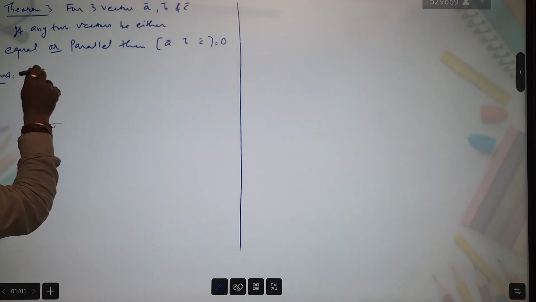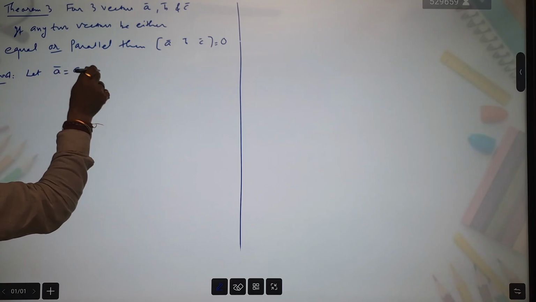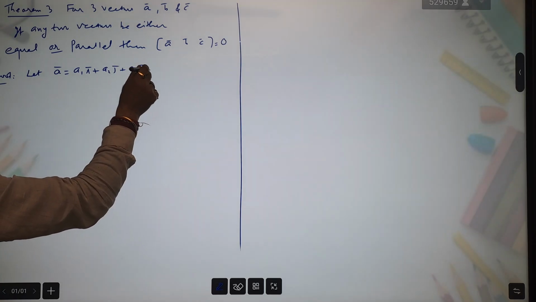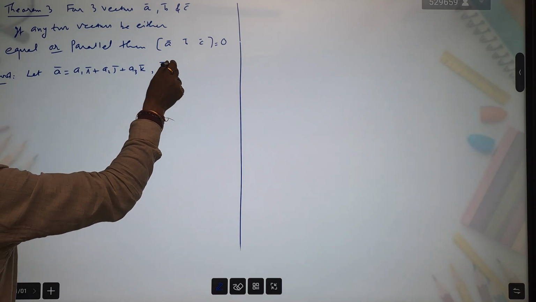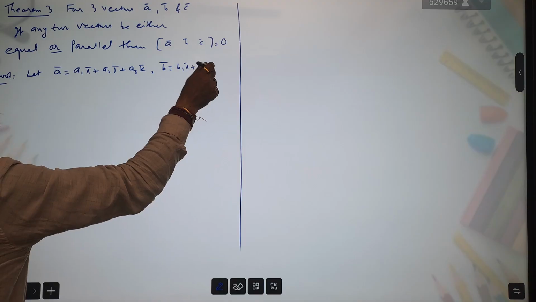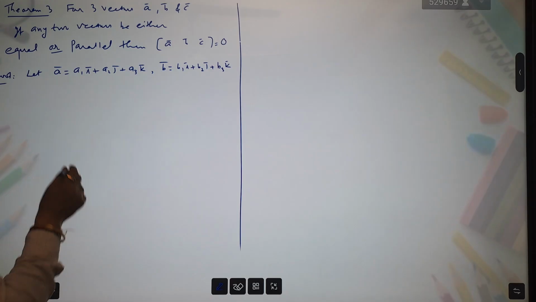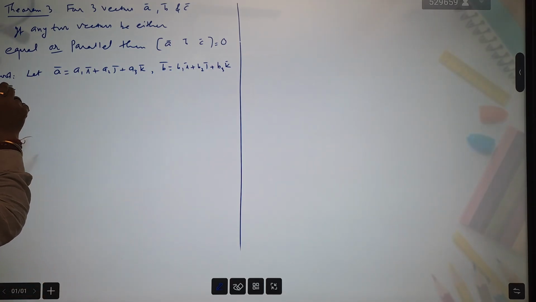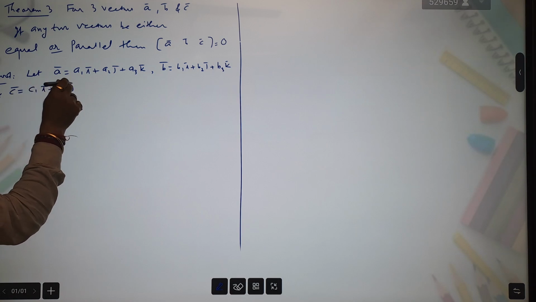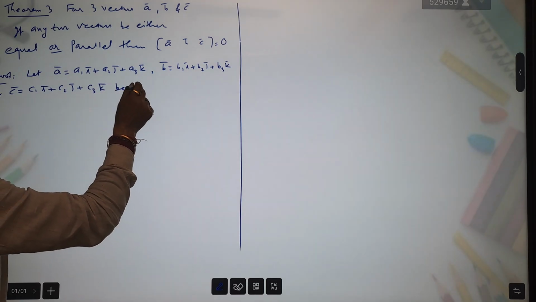Let A bar is equal to A1i plus A2j plus A3k, B bar is equal to B1i plus B2j plus B3k, and C bar is equal to C1i plus C2j plus C3k. Three vectors.